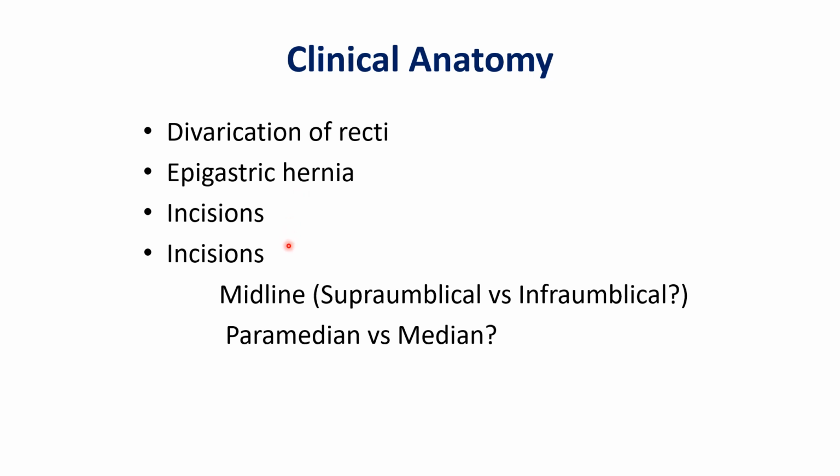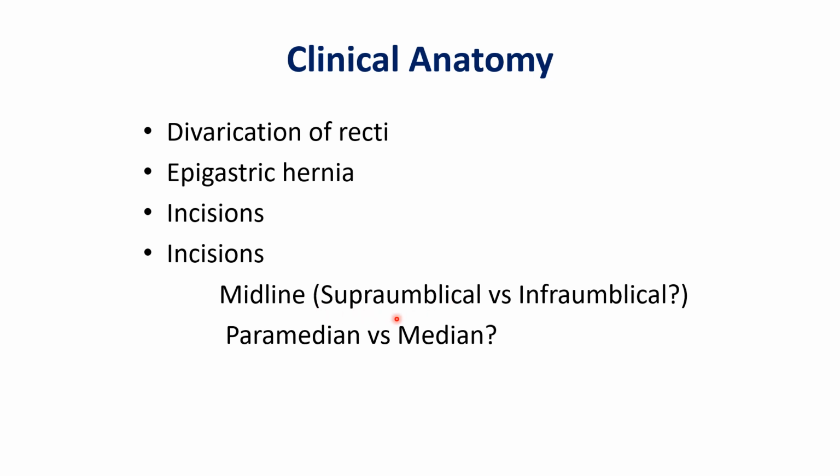Now, as far as incisions through the rectus sheath are concerned, whether we should go for a midline incision of the anterior abdominal wall or a paramedian incision through the rectus sheath, that now we will discuss. If we make a midline incision through the linea alba, then the advantage of midline incision is that it is bloodless. And now whether supraumbilical incision should be made or infraumbilical incision, then the answer is infraumbilical incision is better, because the recti muscles of the two sides are closer to each other infraumbilically, while supraumbilically there is a gap between the two recti muscles.